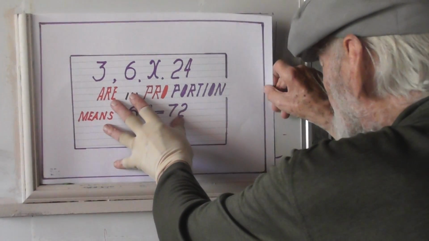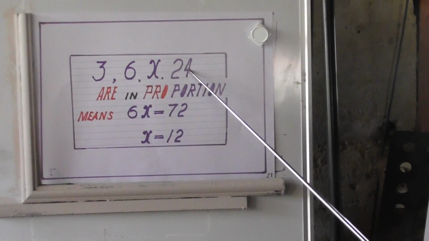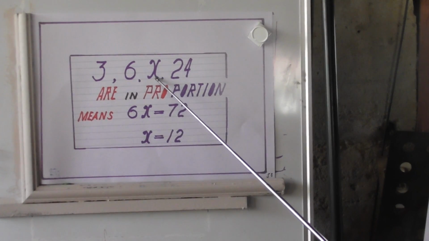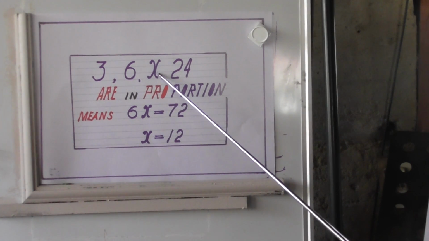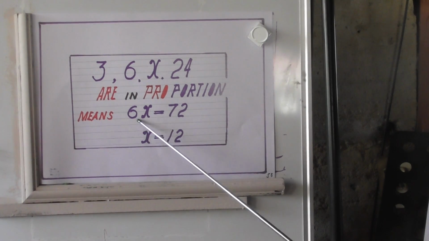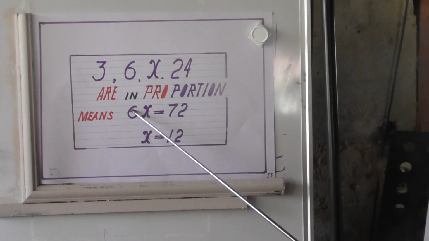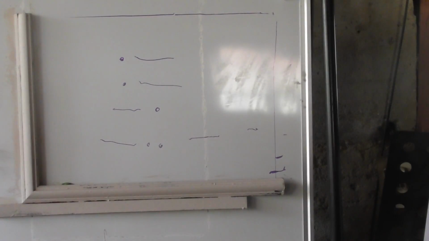This is just a typical sum. These numbers and this numeral, instead of a numeral, they're in proportion. That means 6x equals 3 times 24. So 6x is 72, x is 72 divided by 6, law of the opposite, is 12. That's only one sum. Well, sum, it's actually a problem.